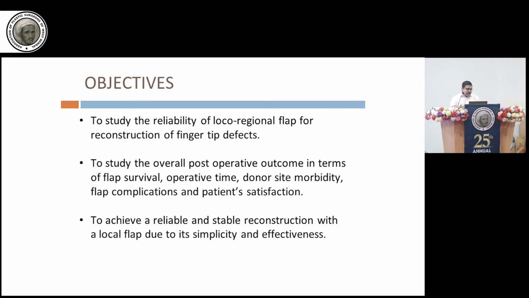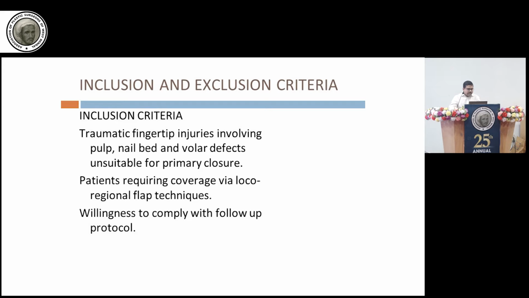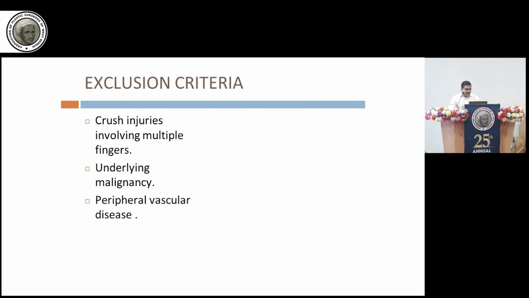They are particularly useful for a range of defects including those that are volar oblique, large lateral or medial defects, and circumferential degloving injuries. Now, objective of my study: to study the reliability of loco-regional flap for reconstruction of fingertip defects, to study the overall postoperative outcome in terms of flap survival, operative time, donor site morbidity, flap complication and patient satisfaction, and to achieve a reliable and stable reconstruction with a local flap due to its simplicity and effectiveness.